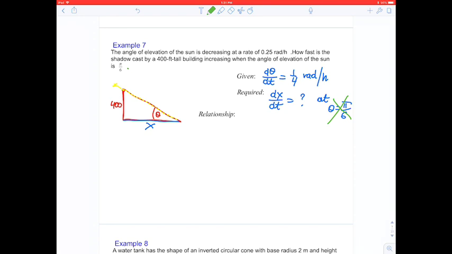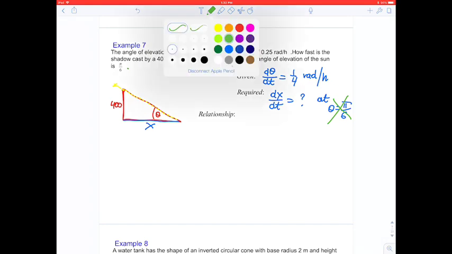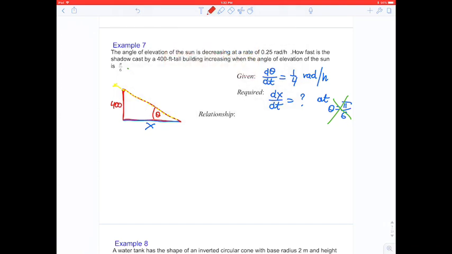Okay, what relation can I use? I have 400, I have theta, and I have x. That means I can combine them together in probably one of the trigonometric ratios, and I will say maybe cotangent. Cotangent theta is x over 400. I could possibly use tangent, but tangent will give me x in the denominator for this ratio, and it will be a little bit more complicated to get the derivative. I can solve for x, just to avoid fractions, 400 times cotangent theta.